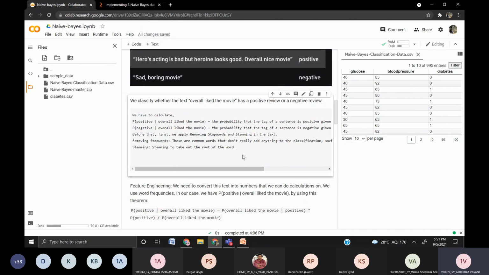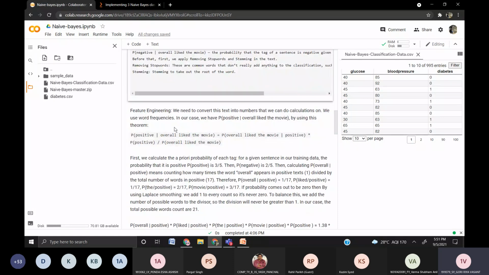Like if we have two words, pythonly and pythoned, the root of the word is python, right? So that is how we can take out the root of the words. And yes, so we use feature engineering. We need to convert these texts into numbers so that we can do calculations on them.